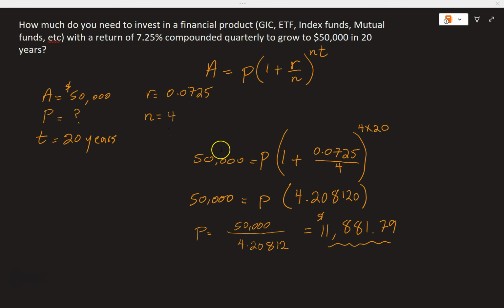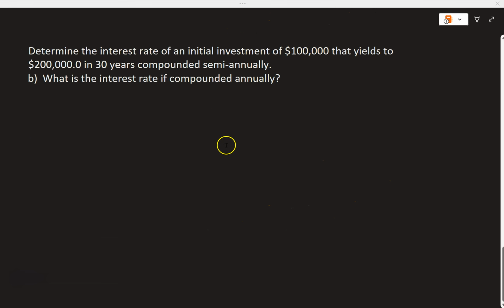All right, let's look at the second question. Here it is. Determine the interest rate of an initial investment of 100 grand that yields $200,000 in 30 years, but this time compounded semi-annually, and that's part A. And then we have to compare it to what the interest rate is if it is compounded annually instead of semi-annually.